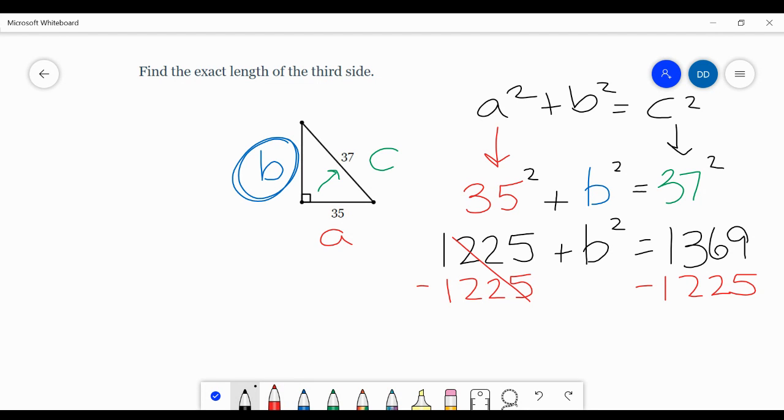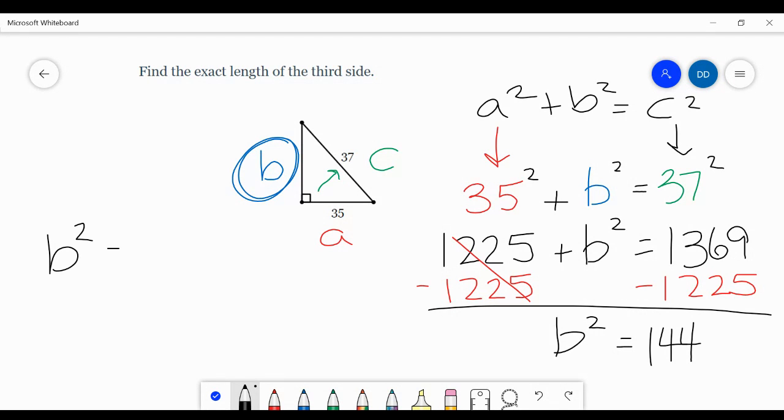That's going to cancel. Bring down your B squared. And let's subtract these. Let's see what we get. 144. I'm going to just move this over here. So B squared equals 144. Now, just like we did before, we're going to square root both sides. That's the only way to undo that squaring right there. Now, those cancel out, so we're just left with B. And then the square root of 144 is 12.